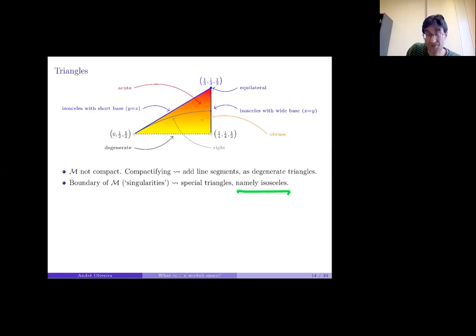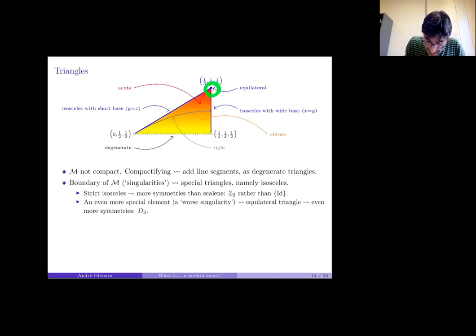And here they are isosceles triangles. And isosceles triangles have extra symmetries. So if you consider strict isosceles triangles, so the ones which are not equilateral, then they have more symmetries than the scalene ones. Scalene ones have no symmetries whatsoever, but the isosceles triangles have Z2, namely the reflection on the axis, right? But then we have this point here, which is even more singular. You can think of this point as an even worse singularity of the moduli space, and that means it has even more symmetries.